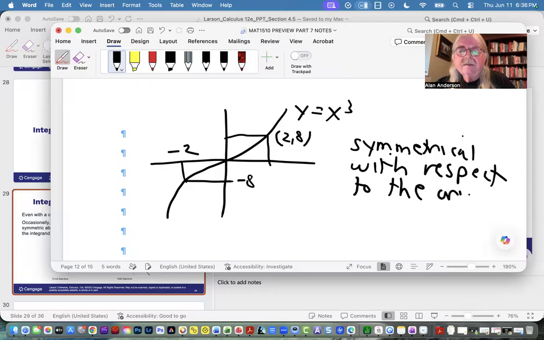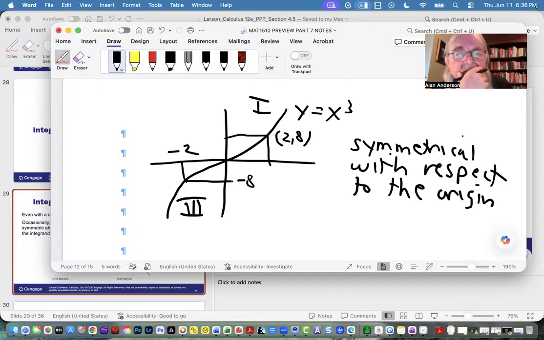And the way to think about that is that the first and the third quadrants are mirror images of each other. Okay. That's what it means to be symmetrical with respect to the origin. And it can also happen from the second to the fourth quadrant. Okay. So this is what even and odd mean. Now, what does this have to do with anything?